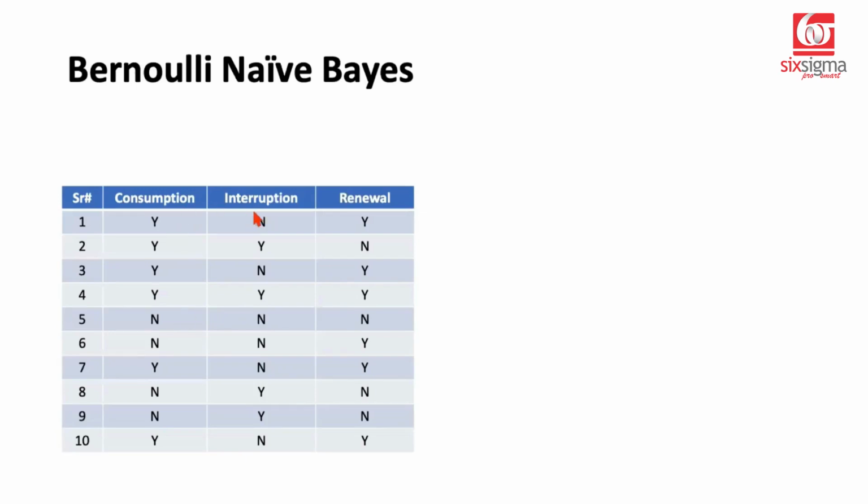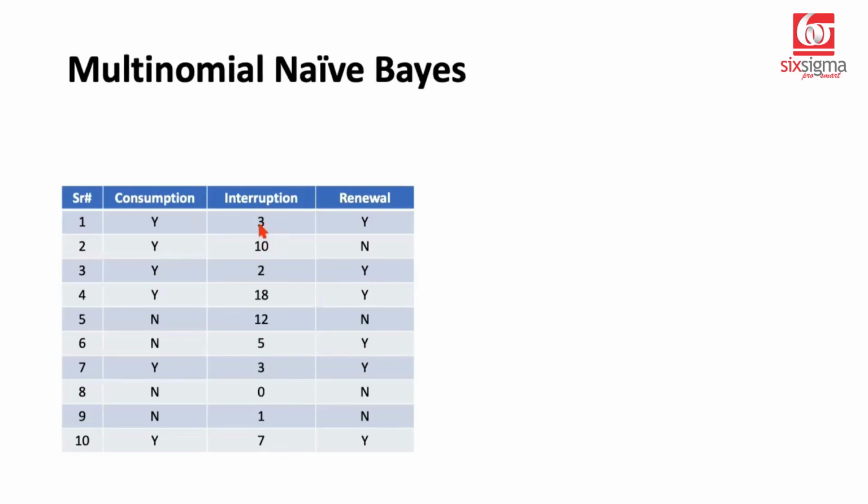For example, if this column, interruption, starts capturing the number of times the service was interrupted, a frequency of interruptions, let's say the service in the first case got interrupted 3 times. In the second case, it got interrupted 10 times. So these are counts that we are looking at, right? If our data contains such variables, or maybe a mix of these variables along with other variables, a better choice would be a multinomial naive Bayes.